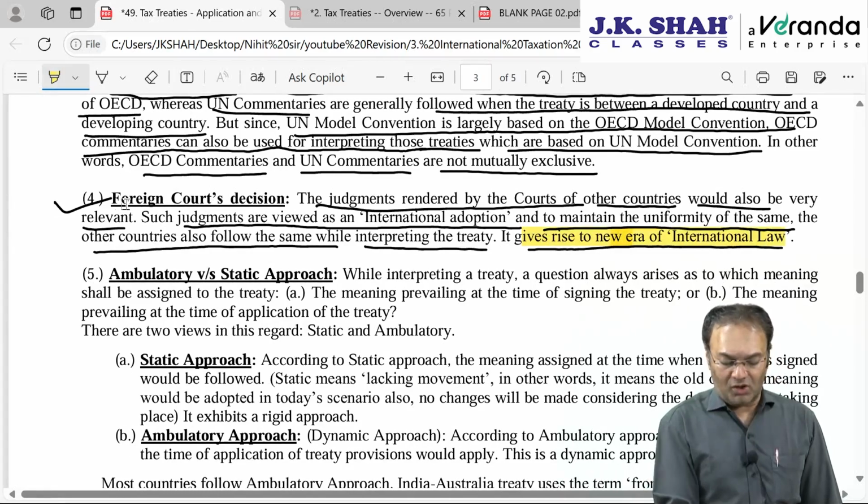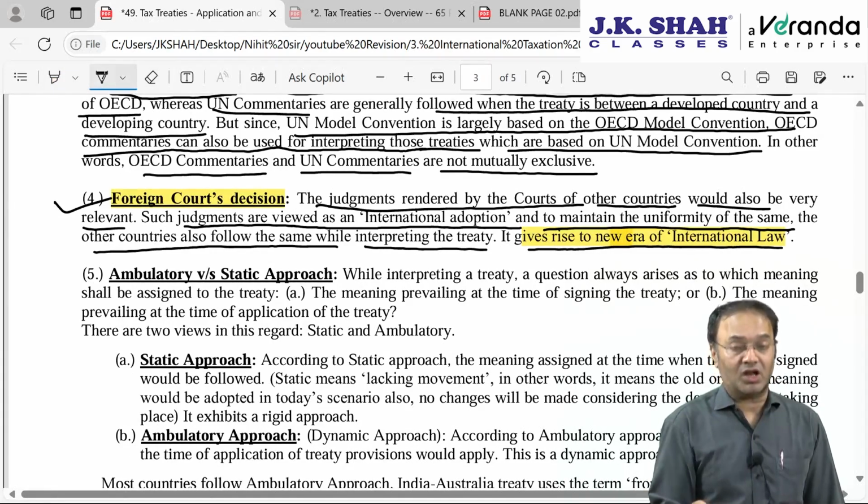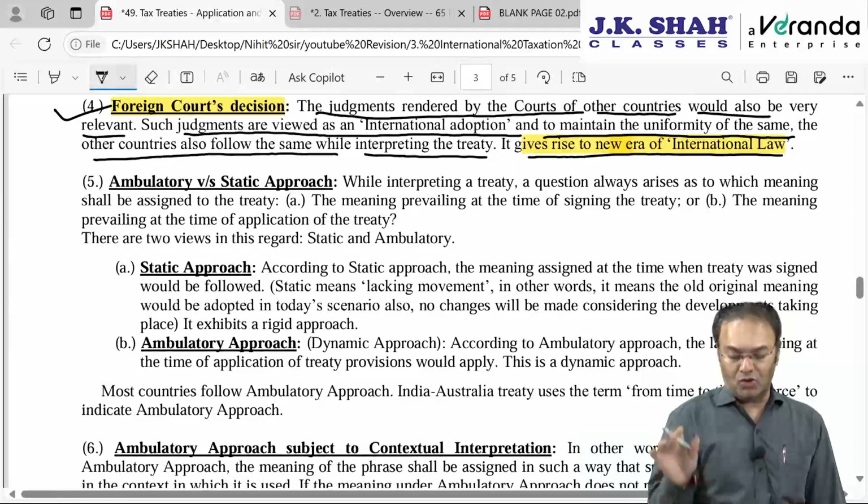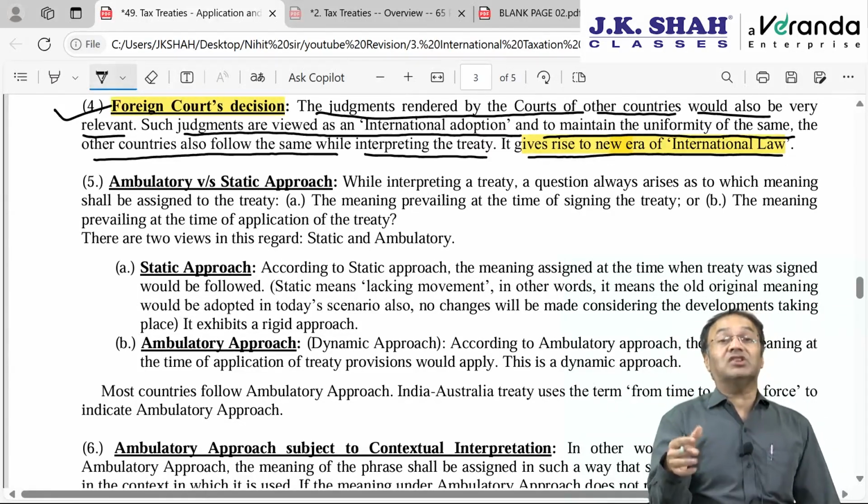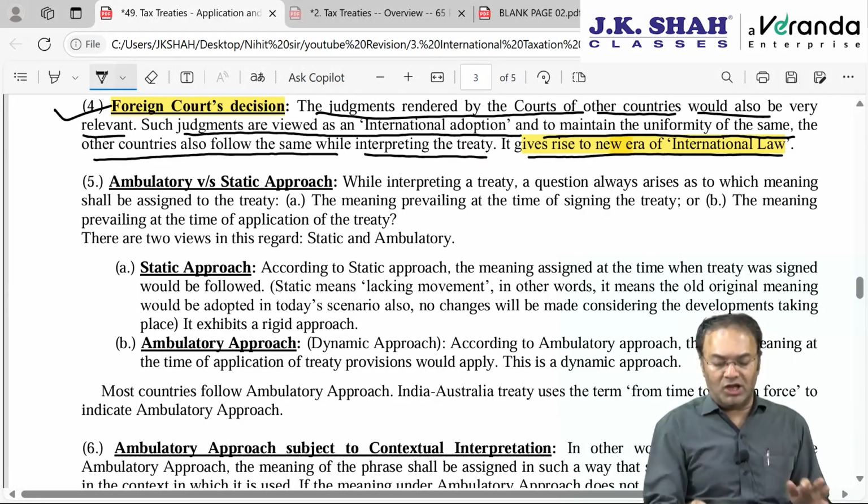New era of international law, that means foreign courts' decisions. A question can come in the form of match the column. You don't know, our institute has such kinds of questions only, on which we become totally helpless.